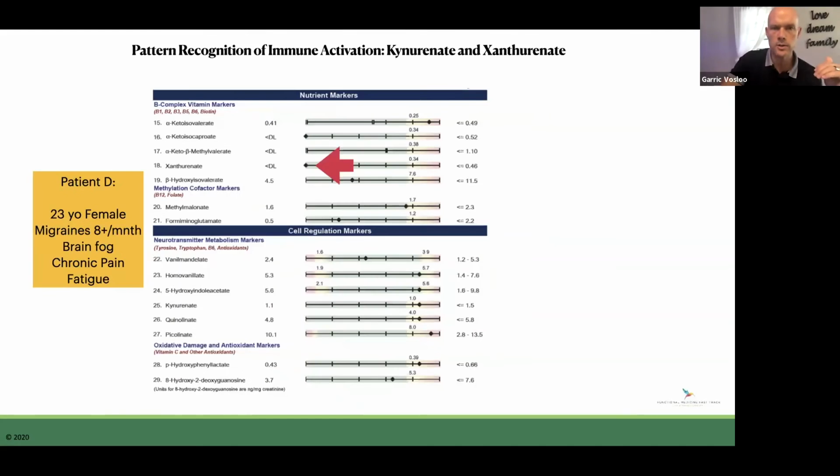Here is a different pattern. You'll see a very low xanthurenate here, and then you're going to see kynurenate, quinolinate, and picolinate over the top. So this again is now telling us, okay, we've got immune activation, interferon gamma pushing that process forward, and pattern recognition that we have picked up with this situation. Let's move on to pattern recognition number 5.